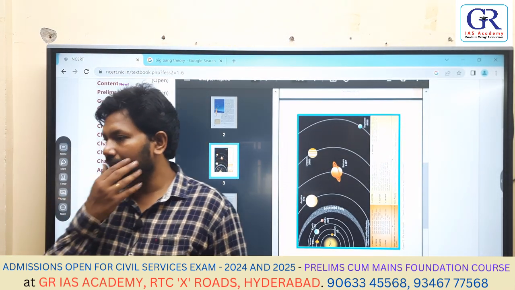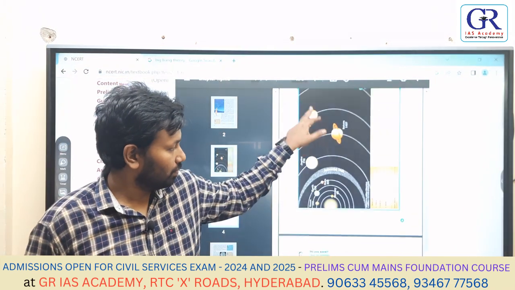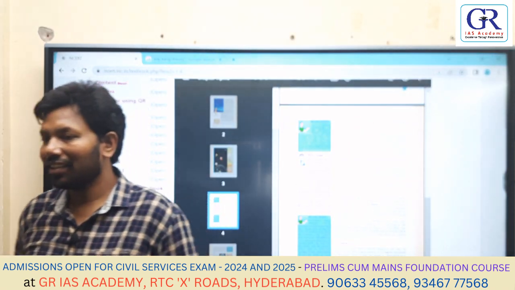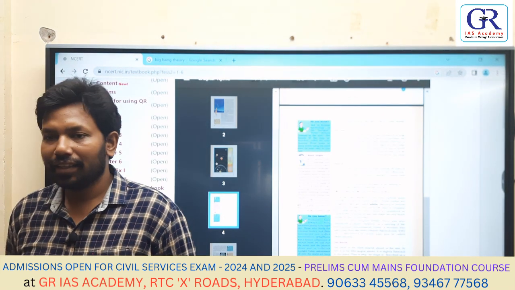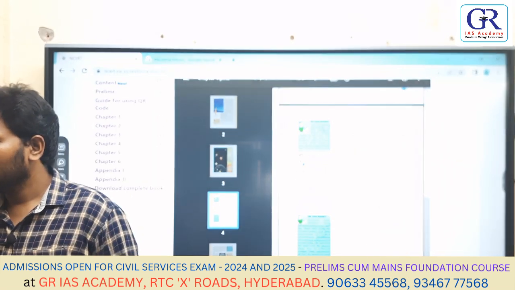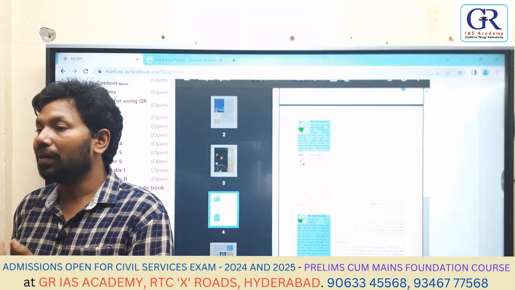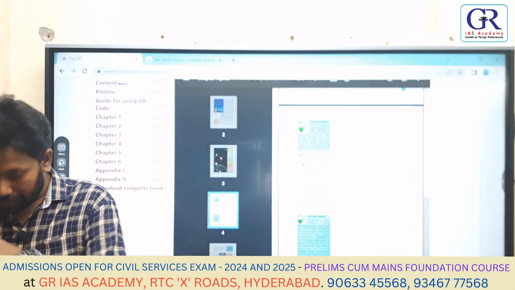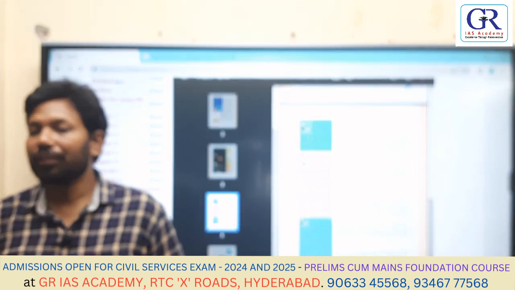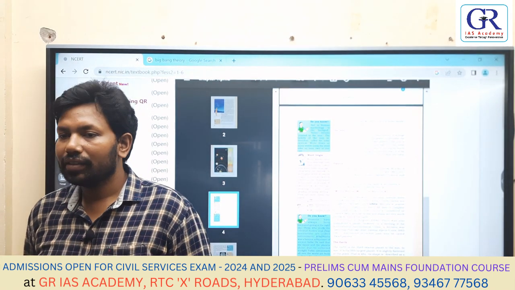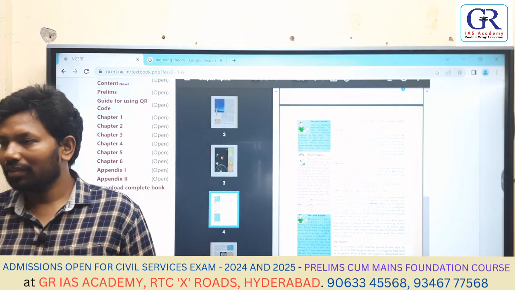So can you name all the planets, sir, in order of distance from the sun? Mercury, Venus, Earth, Mars. Till Mars, they are solid planets. Once you cross Mars, gas planets. The asteroid belt is like a door. After the asteroid belt, Jupiter, Saturn, Uranus, Neptune. That's it.